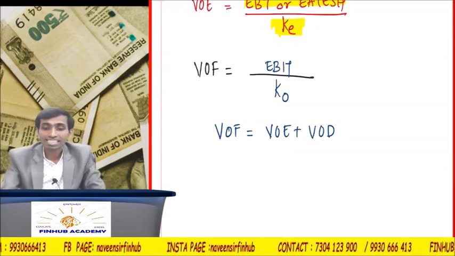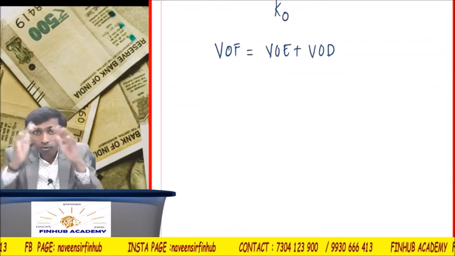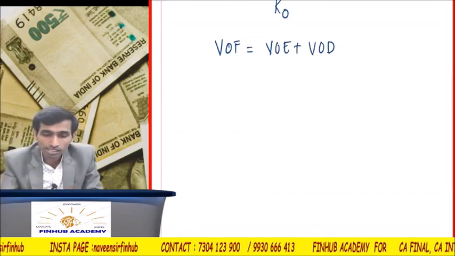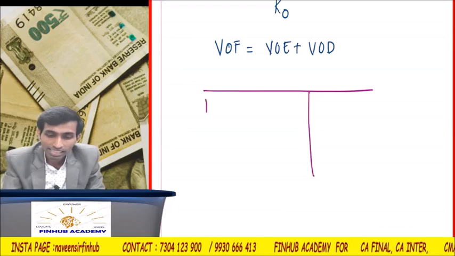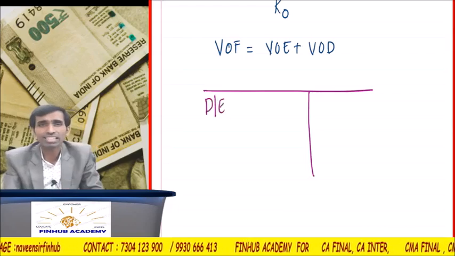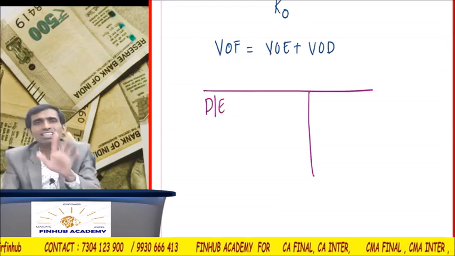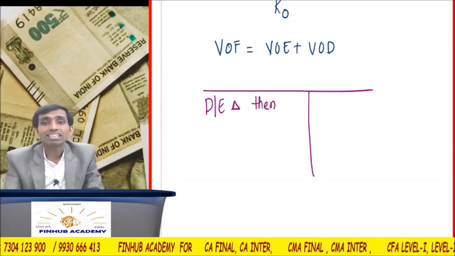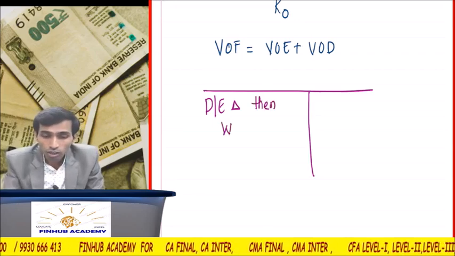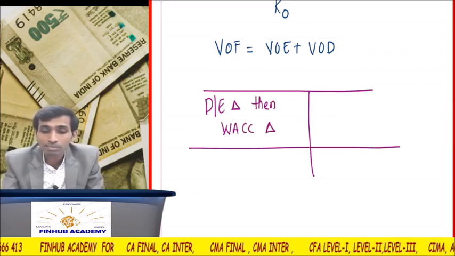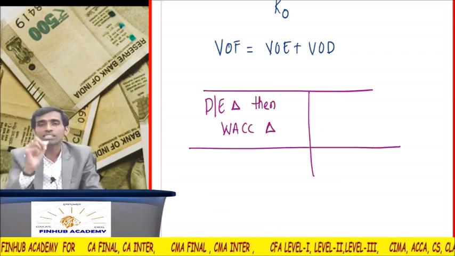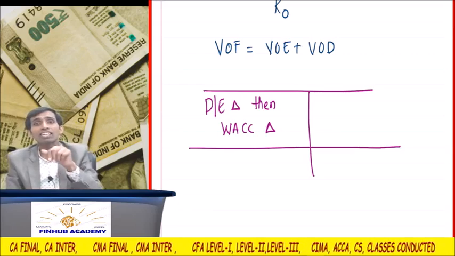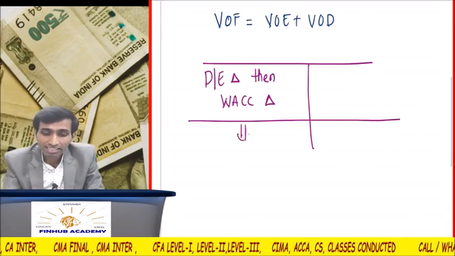Listen carefully. I am summarizing and giving you an overview of the theories, so that we can have good knowledge. I am writing debt equity in shortcut, not giving theory. If debt equity changes, then WACC also changes. Delta means change. If the debt equity changes, then WACC changes.